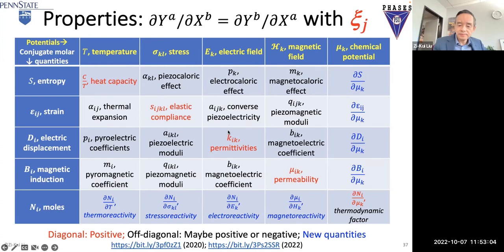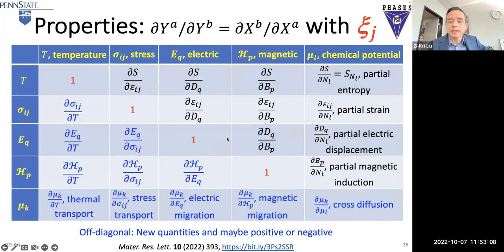Okay. When I talk about this cross phenomenon, there's another set of derivatives between two potentials. That one is very rarely discussed in the literature. For example, I mentioned the electron chemical potential to temperature derivative, that gives you the Seebeck coefficient. Okay, so these are the new quantities we think should have a large impact on the properties of materials and also for material design purposes.